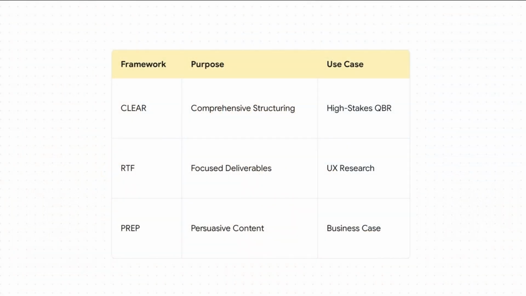Choose based on the complexity, purpose, or what you need the AI to do. CLEAR is for complex, multi-stakeholder business applications requiring that comprehensive context. RTF is for focused deliverables with specific format and expertise requirements. PREP is for that persuasive, analytical, or argumentative content requiring a logical structure. This three-tier system helps you choose the framework for the right situation, which is really important, that you give it the right framework for the right context.